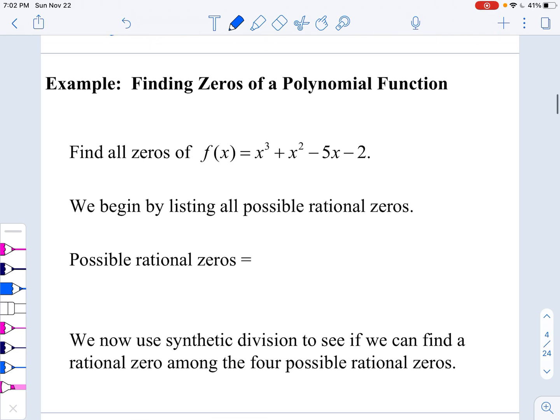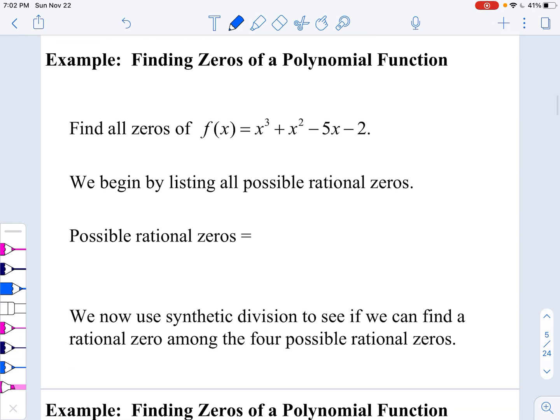Now, to be able to take it to the next step, they want us to find zeros of the polynomial function. They want us to go through the whole process. So we're going to find all the possible solutions like what we just did, but then we're also going to take it a step further. We're going to use that synthetic division to find the actual solutions and break it down. So it says to find all zeros of f of x is equal to x to the third plus x to the second minus 5x minus 2.